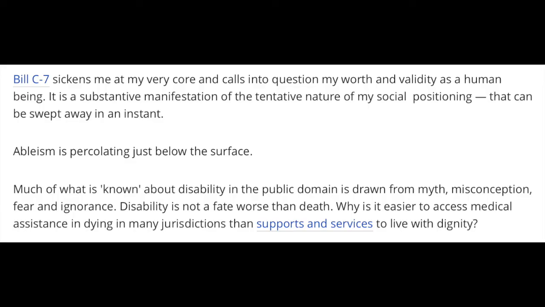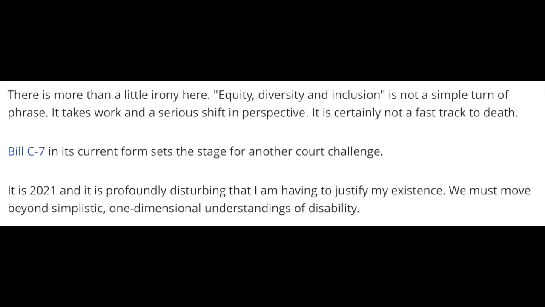Bill C-7 sickens me at my very core and calls into question my worth and validity as a human being. It is a substantive manifestation of the tentative nature of my social positioning that can be swept away in an instant. Ableism is percolating just below the surface. Much of what is known about disability in the public domain is drawn from myth, misconception, fear, and ignorance. Disability is not a fate worse than death. Why is it easier to access medical assistance in dying in many jurisdictions than supports and services to live with dignity? There is no more than a little irony here.